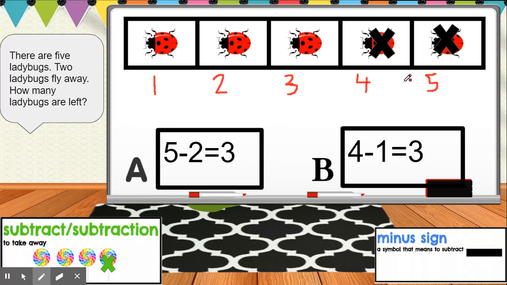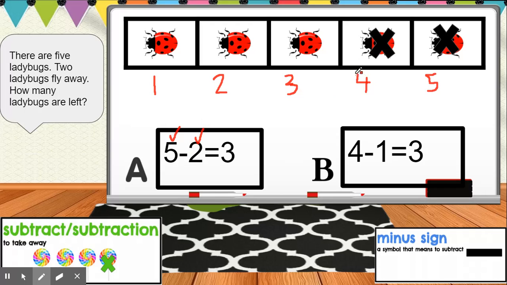Okay, so I'm going to go and check my number sentences. So my first number should be 5 because there were 5 ladybugs first. So I see 5 here, so I'm going to put a check mark. Now I know minus means to subtract, and subtract means to take away. So I'm going to look to see, how many were taken away? And I'm going to count 1, 2. So 2 were taken away. And so this looks like it says minus, which means take away 2. So I can put a check mark here.